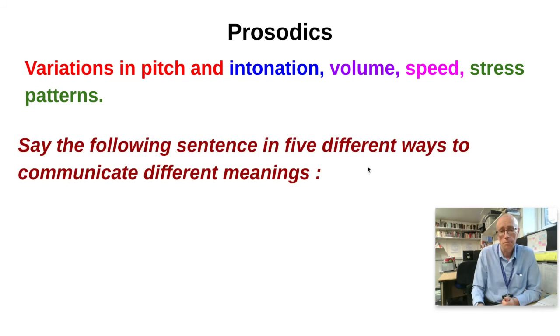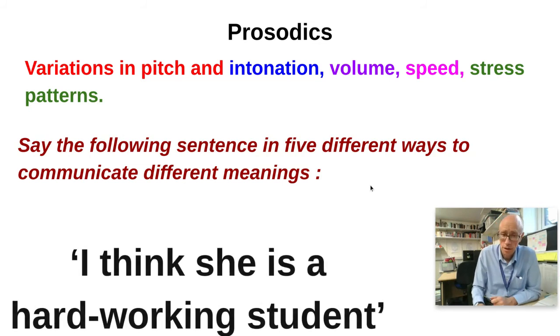Okay. So have a practice. I'll give you a sentence and I want you to practice saying it in 5 different ways to communicate different meanings. Let me give you an example. I think she's a hardworking student. I think she's a hardworking student.